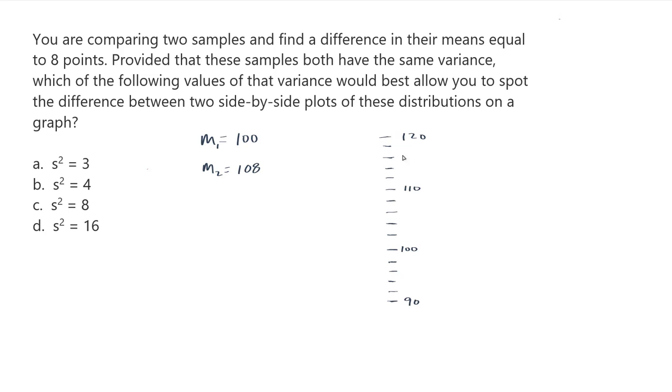Okay, so not exactly a perfect scale, but this will help to illustrate what they're talking about here. Now, we need to have two different means. So here, on this side, I'll put my mean equals 100, and on the other side I'm going to have my mean equals 108.